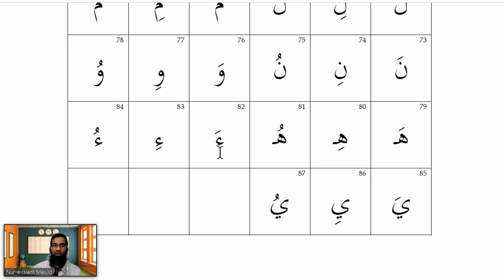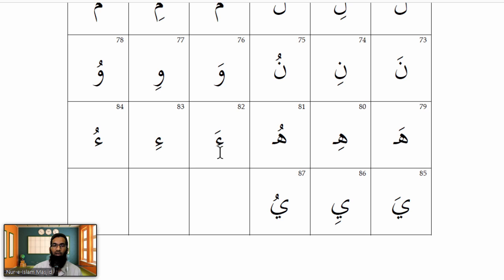Next one, qa, ra, a. So qara'a. So this is a qaf with a fatha, ra with a fatha, and hamza with a fatha. So qara'a.